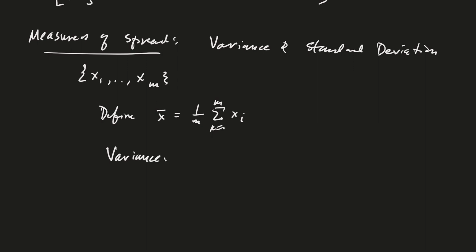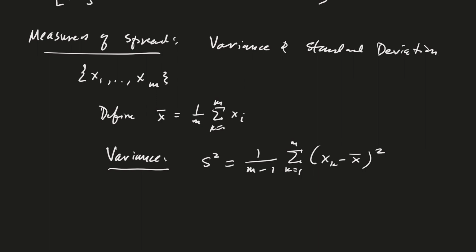variance to be s squared, and that'll be 1 over m minus 1. So that's a little bit of a difference in what you might be used to computing. The sum from k equals 1 to m. Then we'll take our xk and subtract the mean from that, and then square those results.